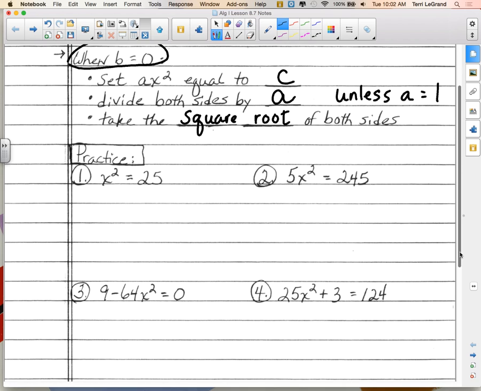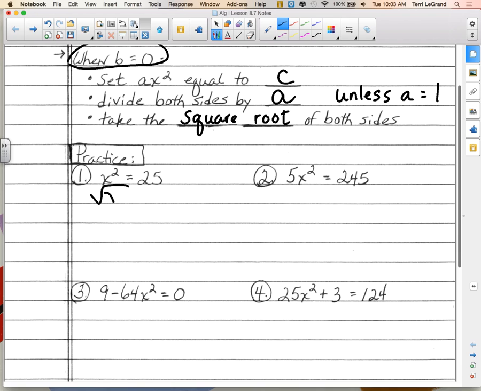So here's our first one. b is equal to 0. There's no x term in it, just an x squared term and a constant. So we do not have our bx term. We have x squared equals 25. First of all, can we skip the first step? Is ax squared already set equal to c? Yes, it is. Do we need to divide both sides by a? What's our a value? It's 1. Do we need to really go through that extra work? No. So we can go straight to the third bullet point, which says take the square root of both sides.